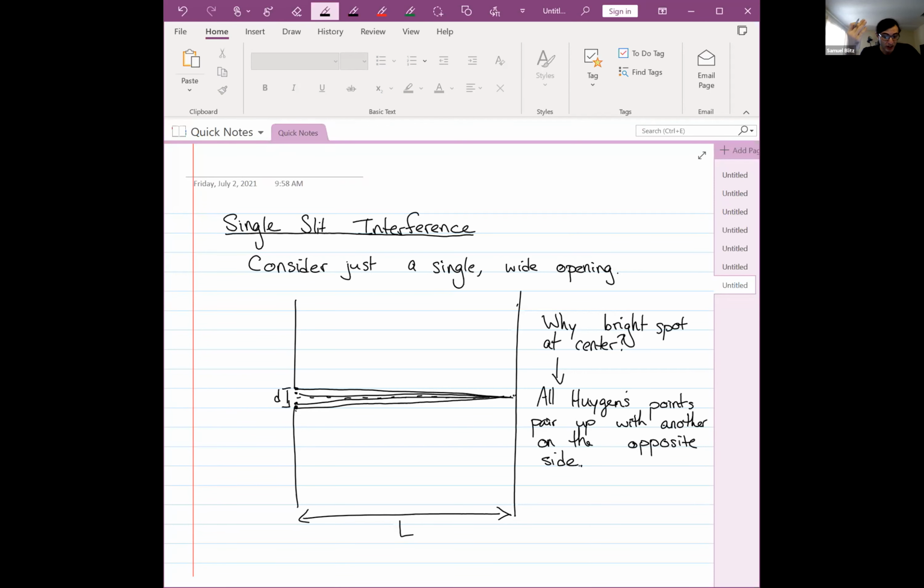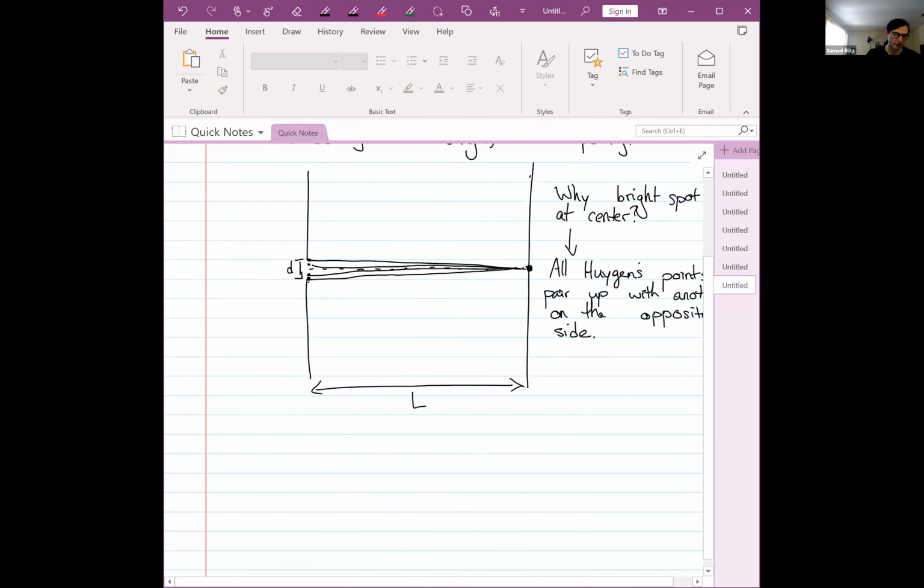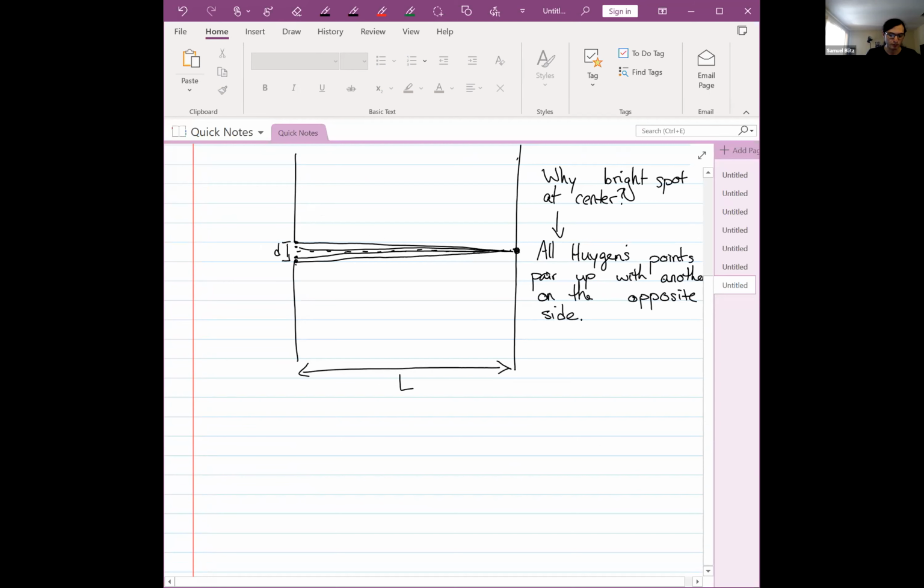So that tells us that as far as we can tell, there will be a bright spot, say, here. And maybe it'll spread out a little bit, like the double slit or the multi-slit does, but there will certainly be a bright spot at the middle. Now, the question is, is that the only bright spot?